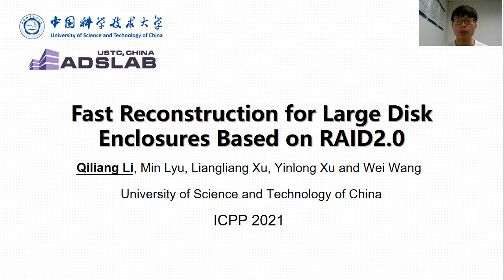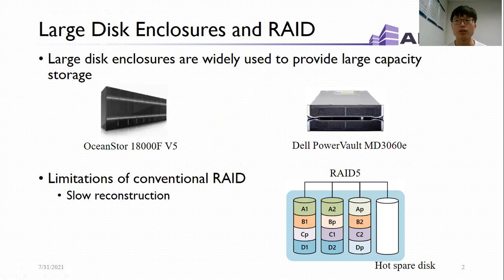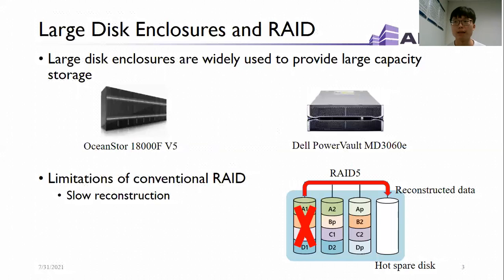In this work, we propose an efficient disk failure reconstruction mechanism for large disk enclosures based on RAID 2.0. In the era of explosive data growth, large disk enclosures are widely used to provide large capacity storage. Conventional RAIDs like RAID5 and RAID6 face the problem of slow failure recovery. For example, when a disk fails in RAID5, the reconstructed data is written to a single backup disk, which is the bottleneck of the failure recovery process.